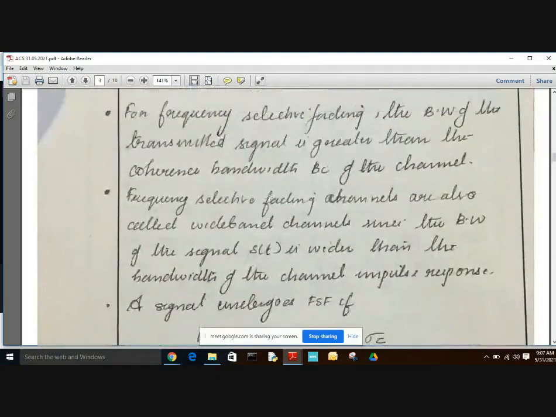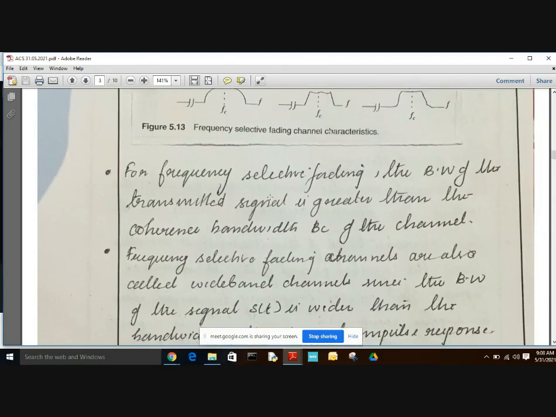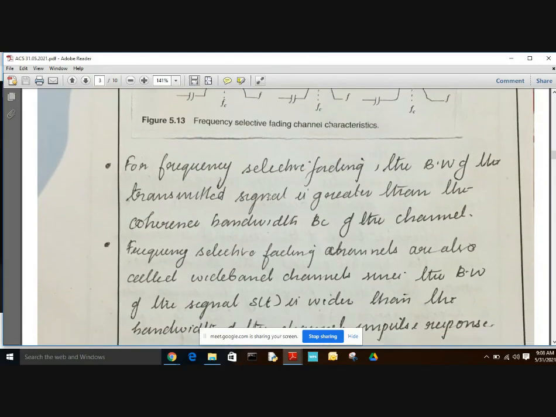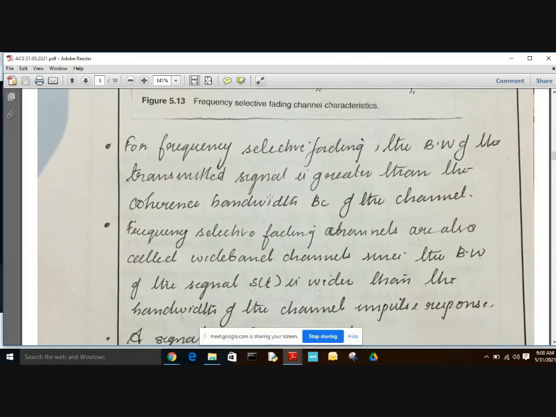And here one more thing, for a frequency selective fading, the bandwidth of the transmitted signal is greater than the coherent bandwidth of the channel, that is BC, and the frequency selective fading channels are also called wideband channels. Flat fading channels are known as narrow band, but frequency selective fading channels are known as wideband channels, since the transmitted signal bandwidth is wider than the bandwidth of the channel.